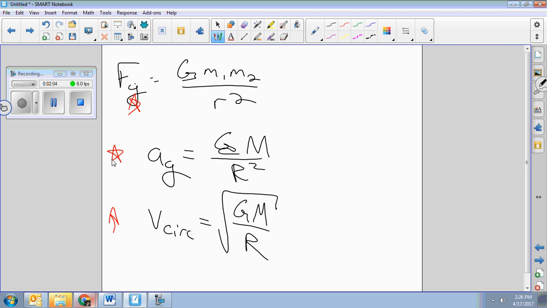And that's in general, you guys. All of these capital R's mean from the center of the planet to the object, and capital M is the mass of the planet or sun or whatever. Or black hole. Or neutron star. Escape velocity. In the notes we derived these, so I would review those.